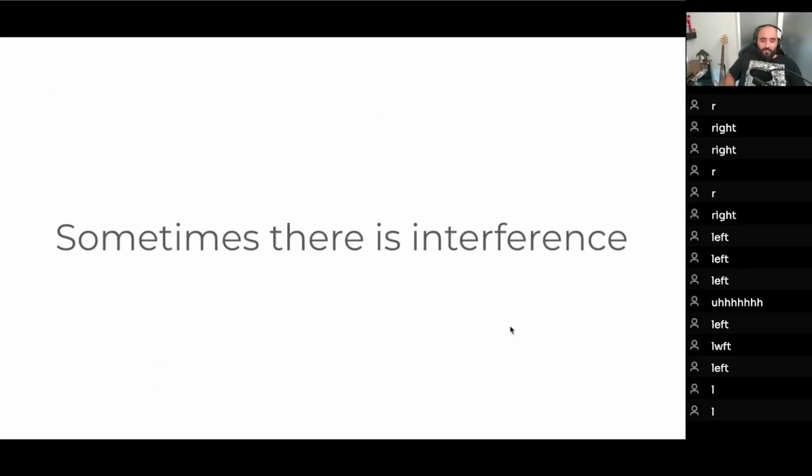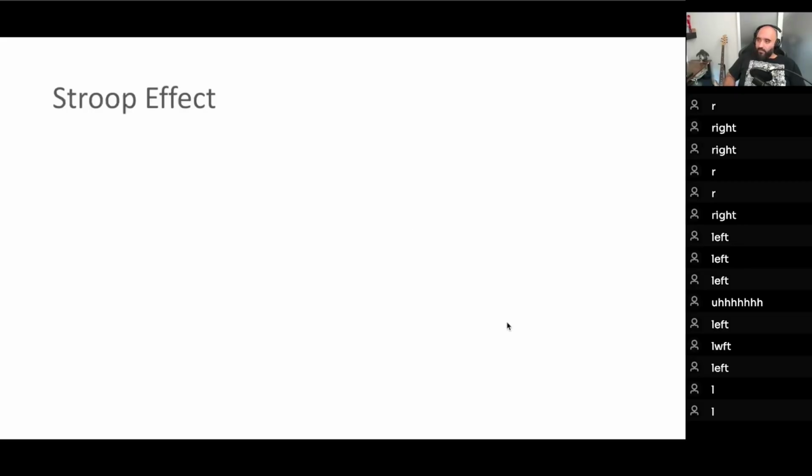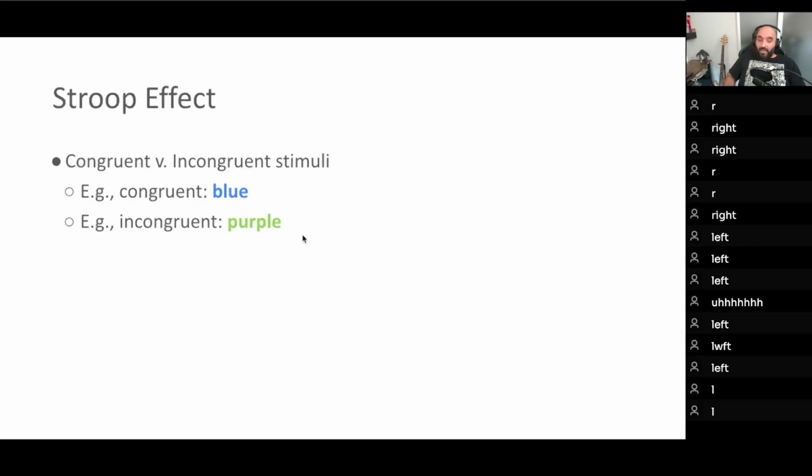But sometimes in these, there is interference. So we have congruent and incongruent stimuli, and you'll see an example. When, for example, you have the text blue and the color is the same, this is congruent information. And when you have the text purple, but the color is green, you have incongruent information. When asked to name the color of the word, it takes longer and is more prone to errors when the color of the ink does not match the name of the color.